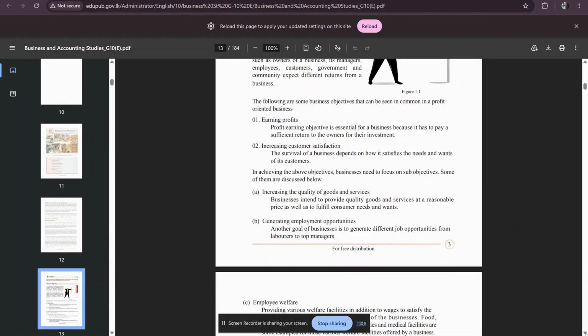Increasing the quality of the goods and services. Businesses intend to provide quality goods and services at a reasonable price as well as to fulfill customer needs and wants.